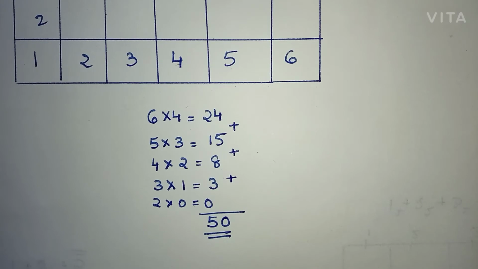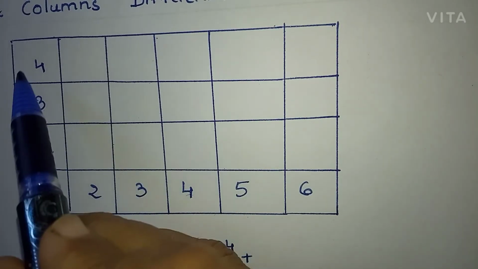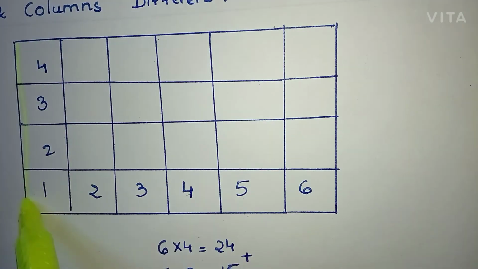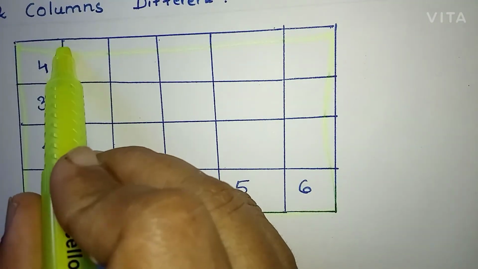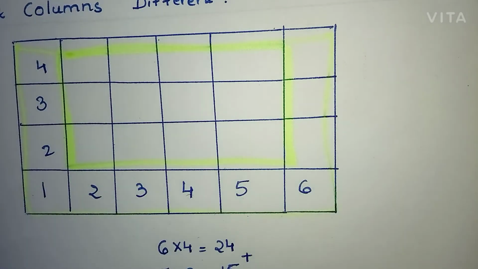See how we did it without counting. If we had done it with counting, it would take a lot of time. Okay, how we did this method. First we took 6 cross 4. Okay, let me show it. First we did the bigger square, 6 cross 4. Then we multiplied the smaller square, that is 5 cross 3. Correct? Did you get it?